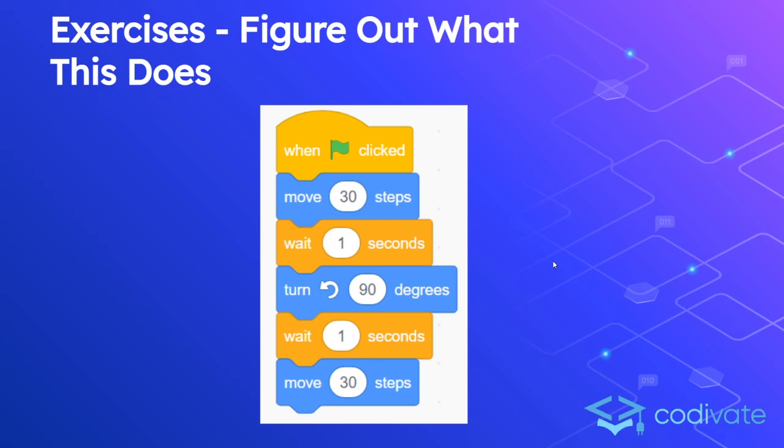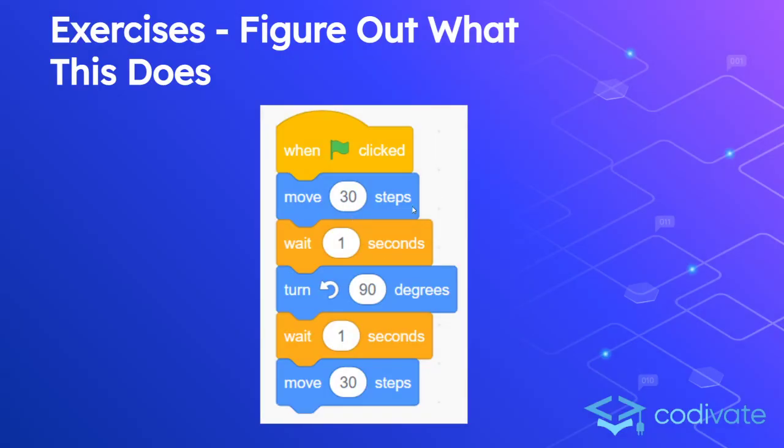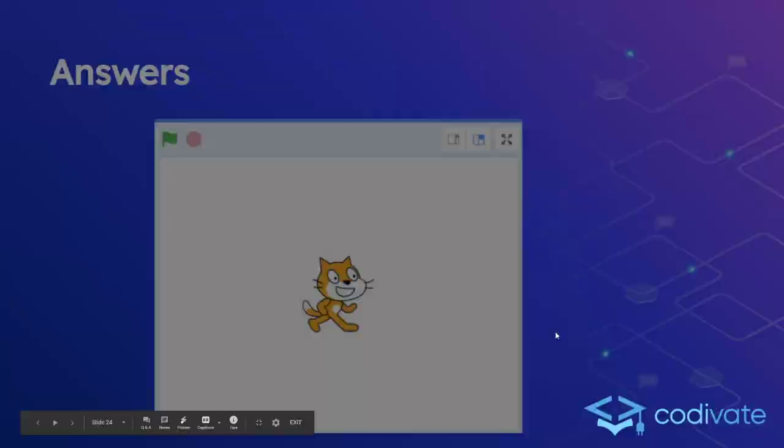Next one. Very similar to the first one. Move 30 steps, turn counterclockwise 90, move 30 steps again. And it just looks like this. Move, turn, move. Easiest way to think about this is to just walk through the blocks one by one and just pretend that you were running it yourself.